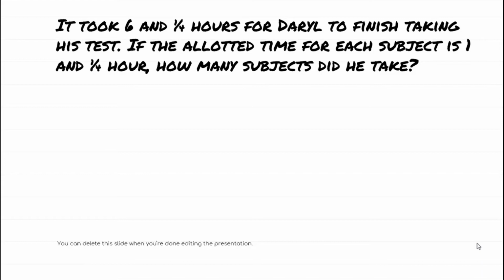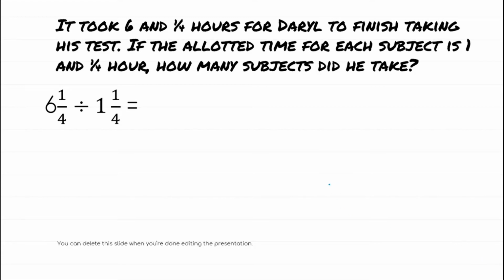It took 6 and 1/4 hours for Daryl to finish taking his test. If the allotted time for each subject is 1 and 1/4 hour, how many subjects did he take? Okay, now for this one, the total hours is 6 and 1/4, and per one subject, the allotted time is 1 and 1/4. The question is, how many subjects did Daryl take? So this one we are going to divide 6 and 1/4 by the time allotted, which is 1 and 1/4, to find how many subjects Daryl took.